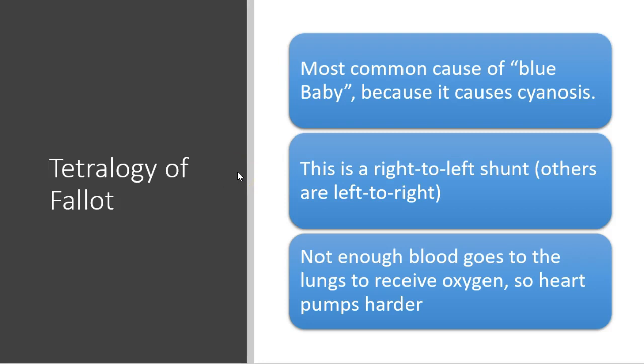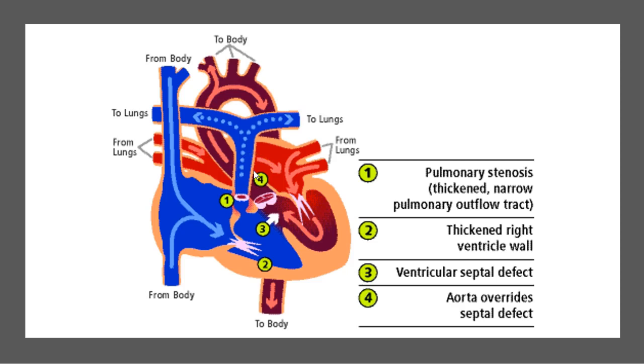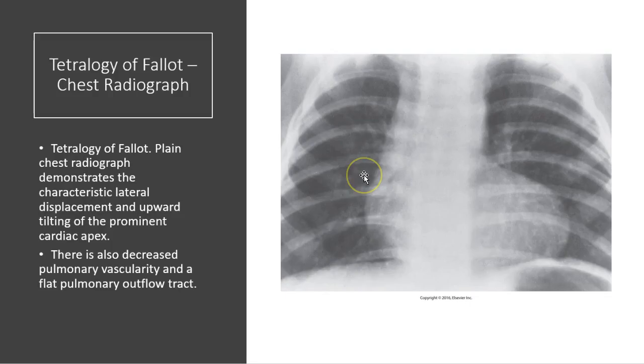Not enough blood goes to the lungs to receive oxygen, so the heart pumps harder. Temporary repair is done until the child is old enough for complete repair. The classic sign is a wooden shoe. So here's a good example. You have pulmonary stenosis right here. You have a thickened right ventricle wall, which is not normal. You have a ventricular septal defect right here, and the aorta overrides the septal defect. So just a mess.